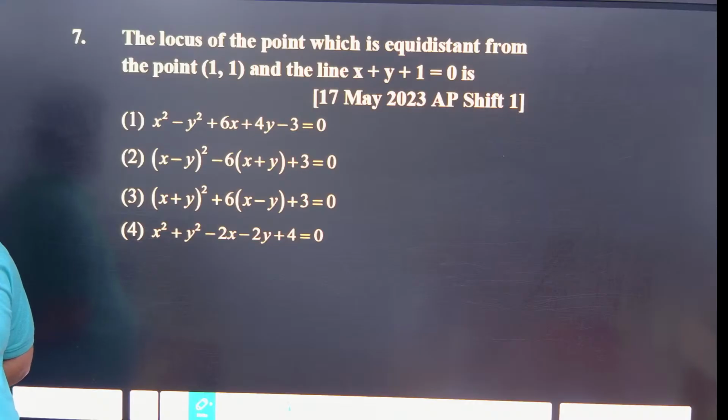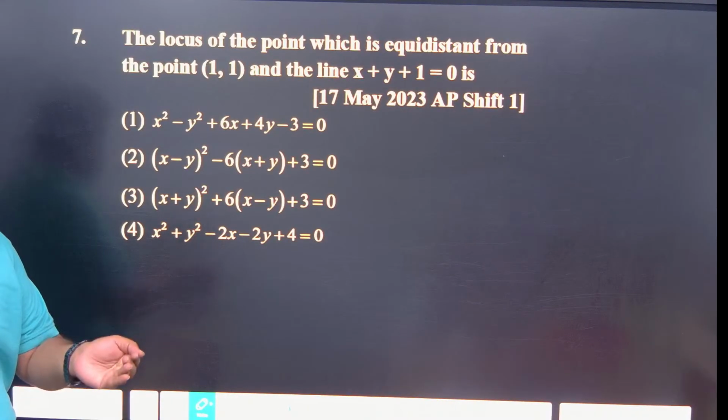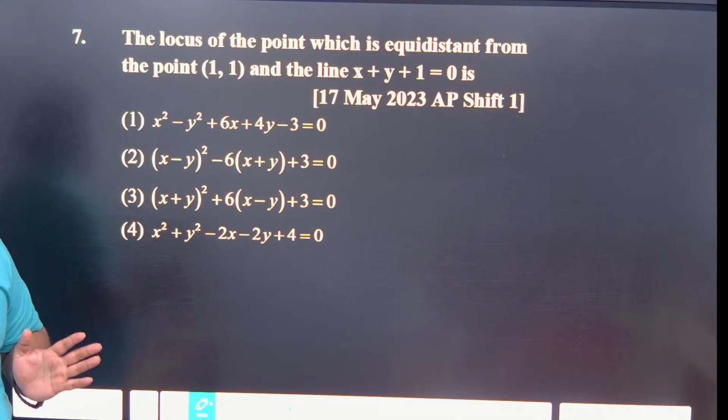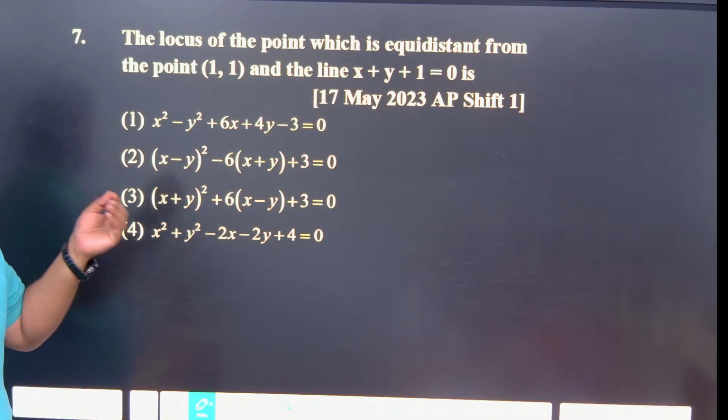Nikhil, what are they asking? Locus only they are asking. What is the meaning of the question? Just explain to me. It's okay. If it is wrong, I will correct you. Equidistant from one point, and equidistant means, suppose from the point it is 5 units, from the line also it is 5 units. So we have to find the equation of that point.